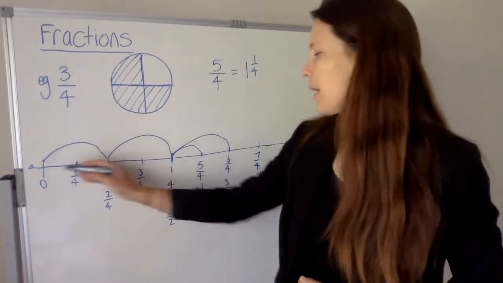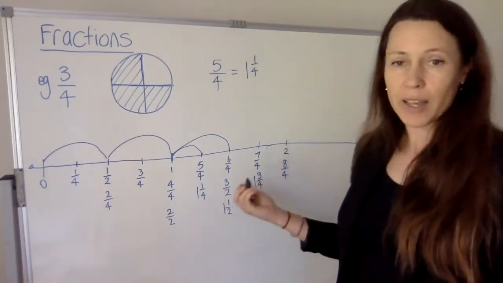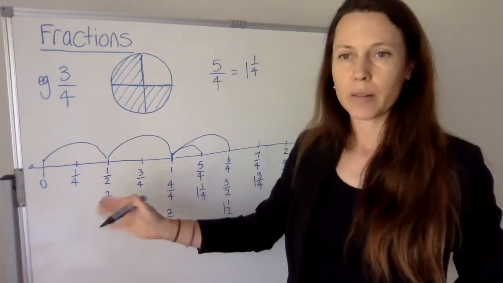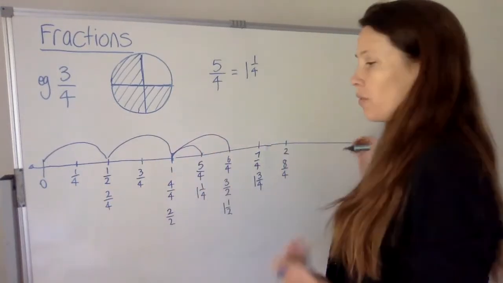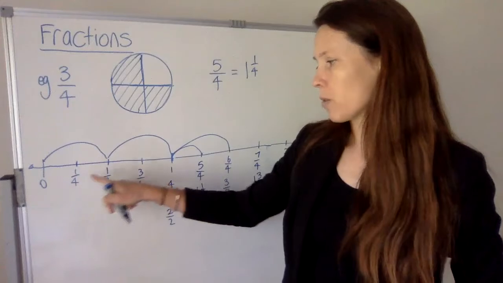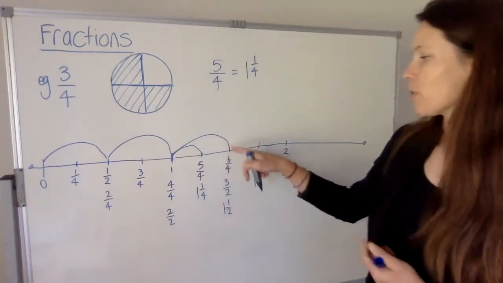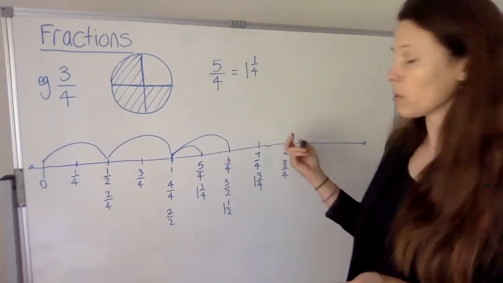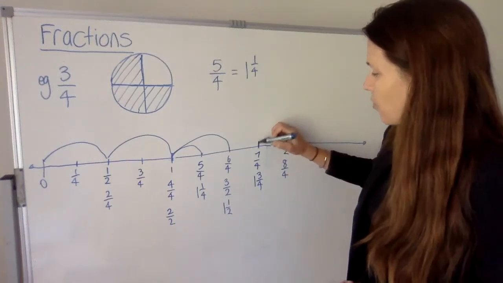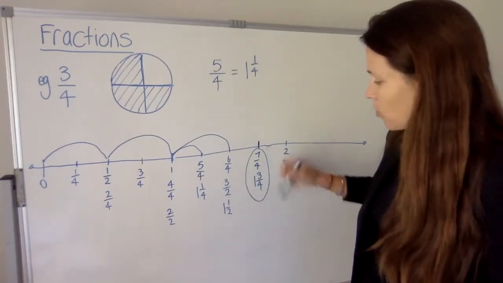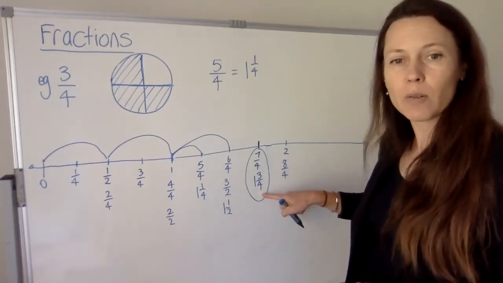Now, when you know how to put these on a number line and just count by quarters, just like on a normal number line, you'd say 1, 2, 3, 4, 5. Well, if you're counting by quarters, 1/4, 2/4, 3/4, 4/4, 5/4, 6/4, 7/4, you just count by quarters.